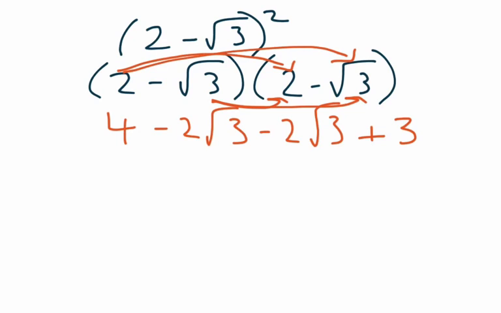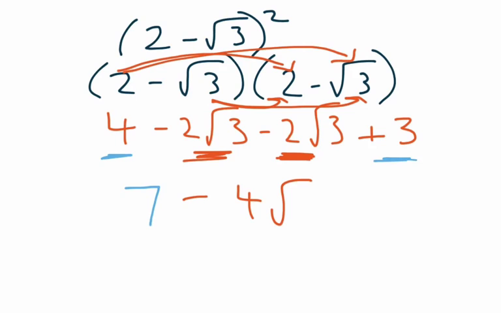Let's collect like terms. So I have 4 and 3, just gives me 7. And what's going on in the middle? I have negative 2 root 3 with a minus 2 root 3, and that is a minus 4 root 3. How did you get on there then? So, good, I hope.